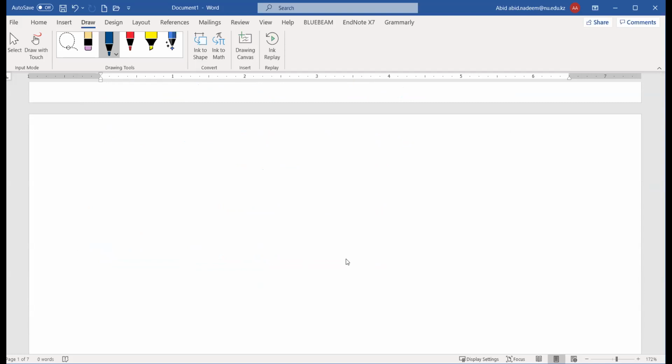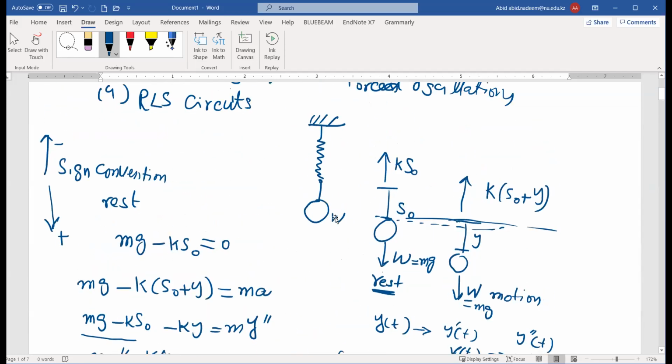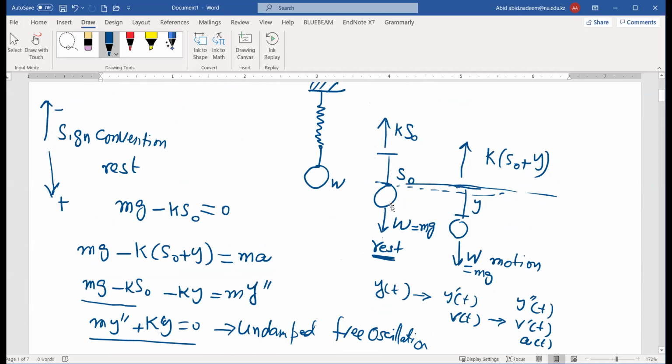Now let's look at the forced oscillations, with or without damping. What is the difference over here? In the free oscillations there is no external force which is driving the spring. We just take a mass which we hang from the spring, initially move that mass to some position and then let it oscillate freely, but we don't consider any force.